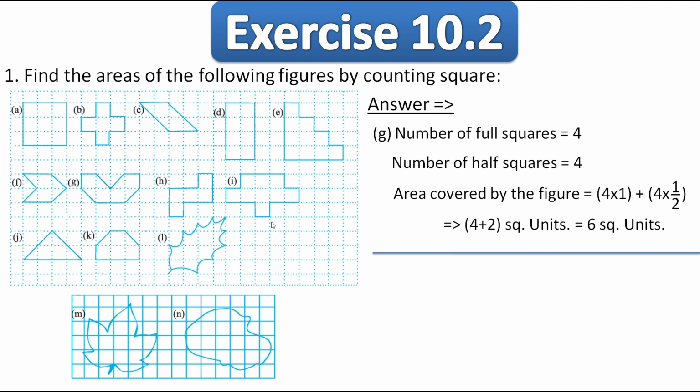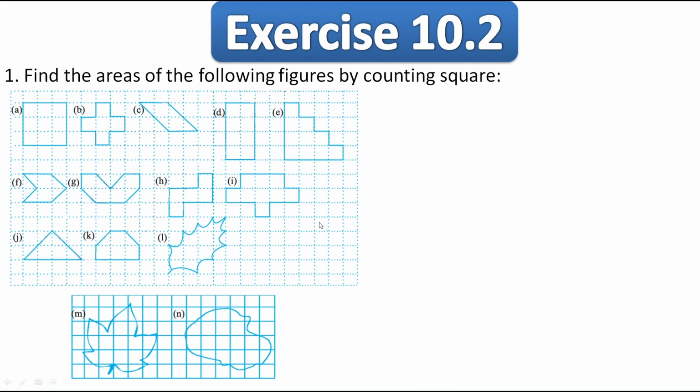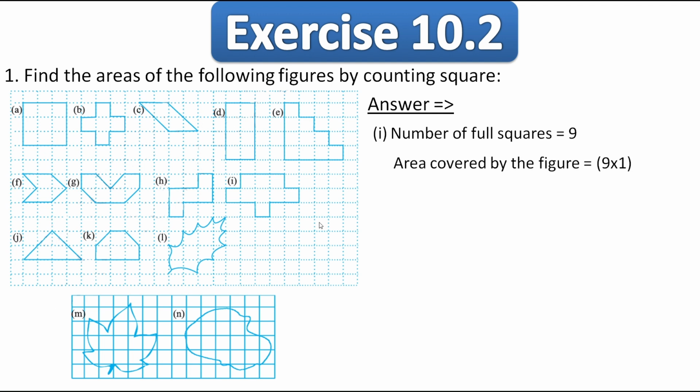Now in figure H, all the squares are full only. So the number of full squares here is 5. Therefore, the area covered by the figure is 5 into 1, which is equal to 5 square units. Now in figure I also we have only full squares. The number of full squares here is 9. Therefore, the area covered by the figure is 9 into 1, which is equal to 9 square units.